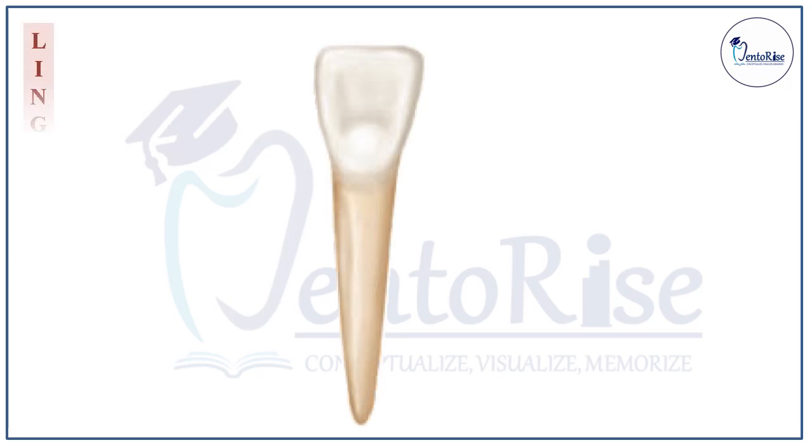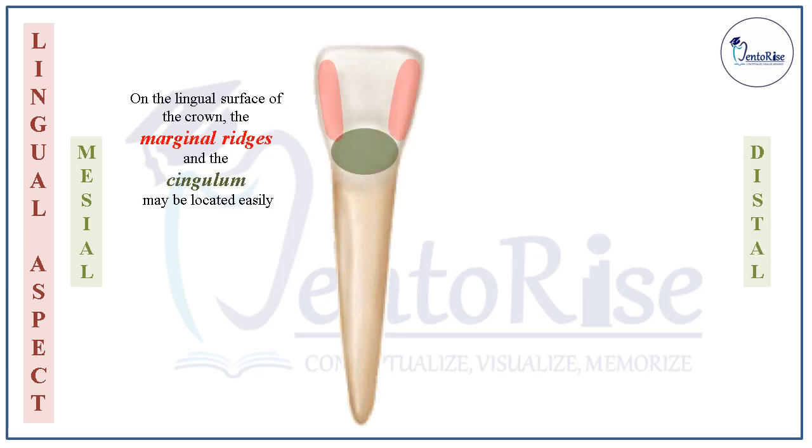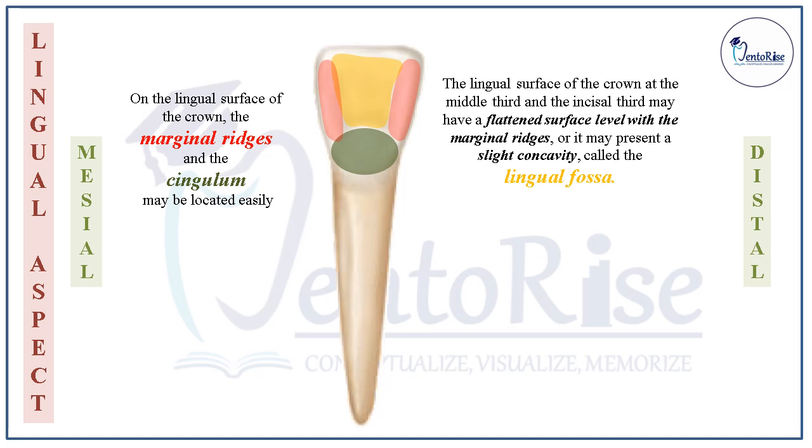Coming to the lingual aspect of primary mandibular central incisor, starting cervically and moving upward incisally, we can appreciate the cingulum. We can also appreciate the mesial and the distal marginal ridges. However, in between the ridges in the middle third and the incisal third of the crown, the surface may be flattened, almost merging with the mesial and the distal marginal ridges, or there may be a slight concavity present which is called the lingual fossa.